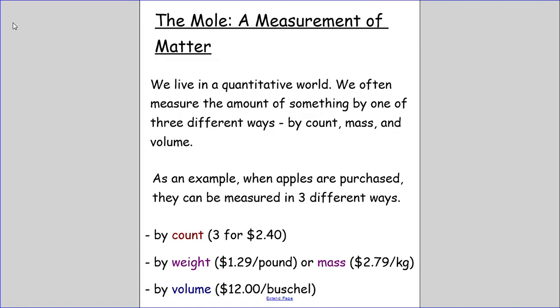So basically it starts off by saying we live in a quantitative world, and quantitative just means quantity or amount. Oftentimes we measure things by count, by mass, or by volume. So we can say things like 3 for $2.40, which is by count. Maybe by weight, if it's $1.29 a pound, or by mass, if it's like $2.79 per kilogram. Or it could be by volume, where we're talking about $12 a bushel for something.